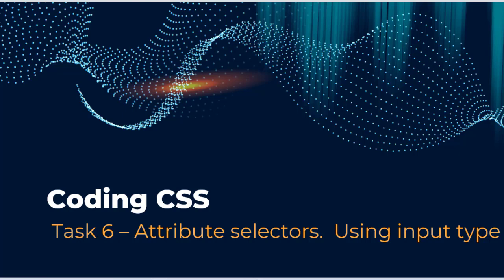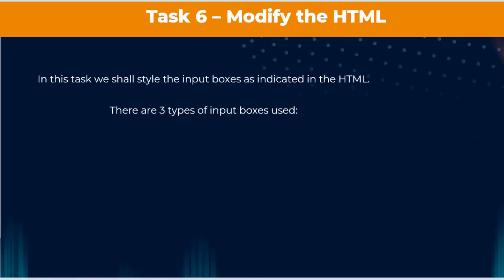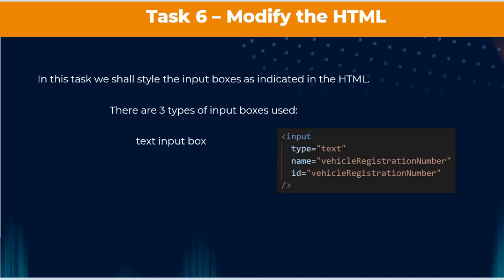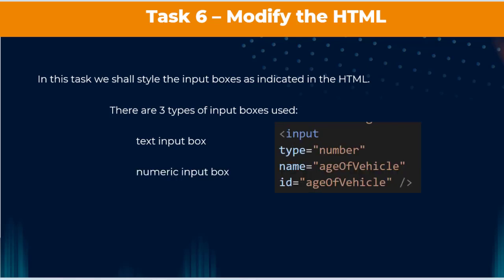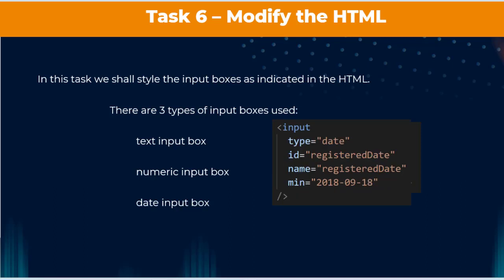The next section then we're going to look at is all the input sections. In this task we're going to style the input boxes as indicated in the HTML. And there were three types of input boxes. There was a text box. You can see in this case here the type is equal to text. There was also a numeric box. Again, the type is equal to number. And there is a date box where the type is equal to date.